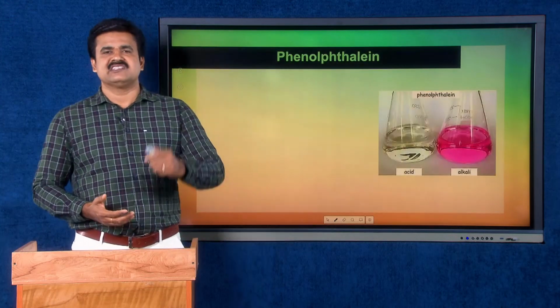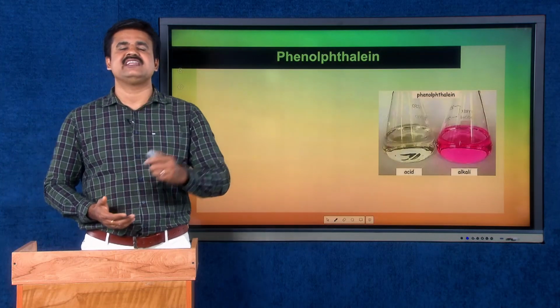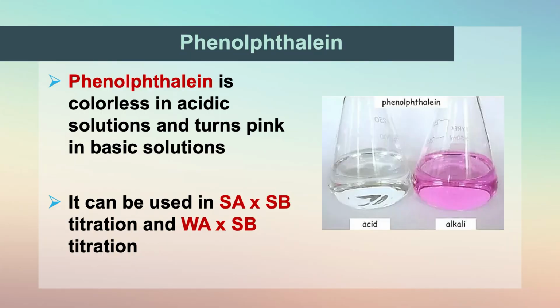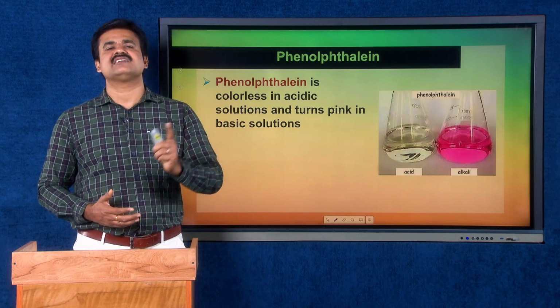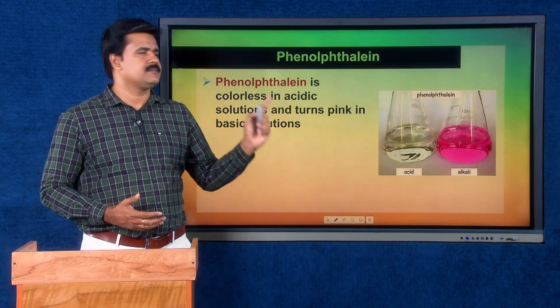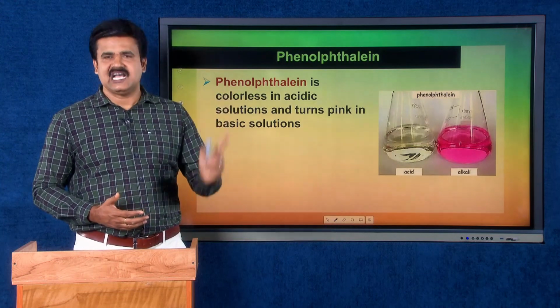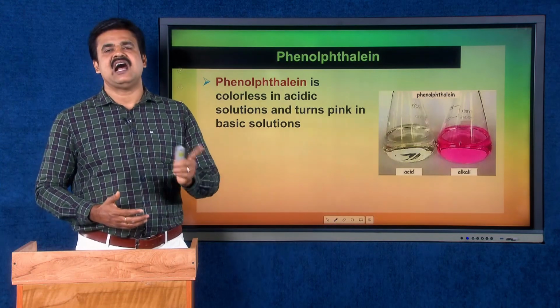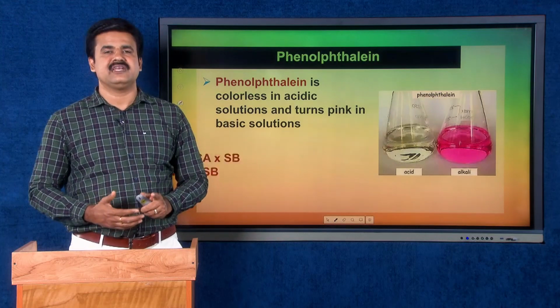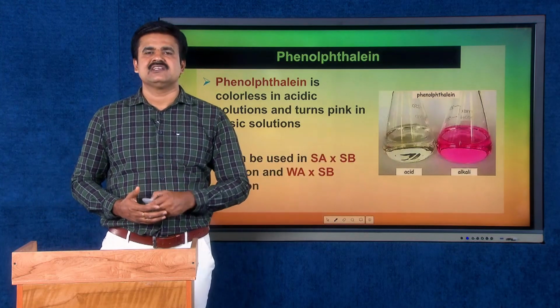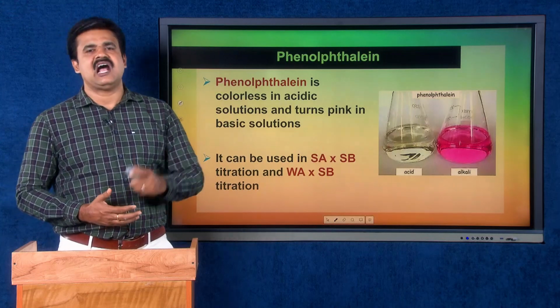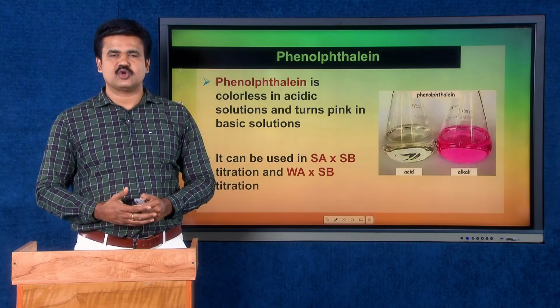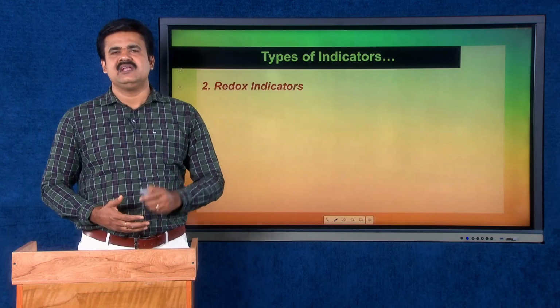Now, the second indicator is shown here. It is nothing but phenolphthalein. Phenolphthalein is colorless in acidic medium. The left hand side represents the colorless nature of the phenolphthalein indicator. However, in the basic medium, it turns pink. So, this is the color of phenolphthalein in acid medium, which is colorless, and in basic medium, which is pink in color. It can be used in strong acid against strong base titration and weak acid against strong base titration.